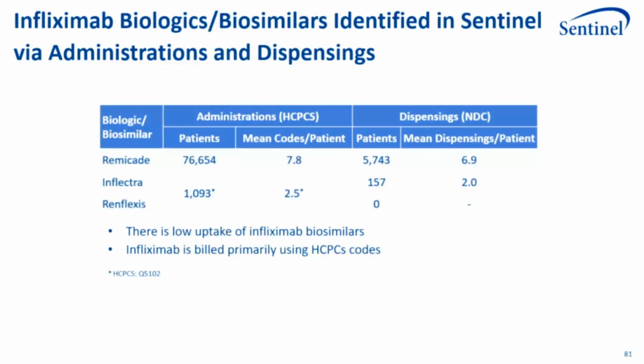So Renflexis actually was approved in early 2017, so there was really very little use at the time that this query was run. So you correspondingly see low use of the biosimilar. And Inflectra was approved in April 2016. Take home here, similar to filgrastim, is that you're seeing use of both kinds of codes, but more dramatically here, you're seeing much more of the HCPCS of the procedure administrations versus the drug codes for infliximab. So again, infliximab is the set of products that's used for autoimmune conditions such as ulcerative colitis.